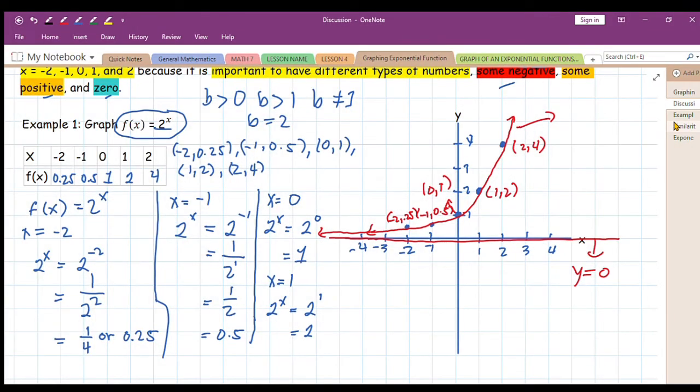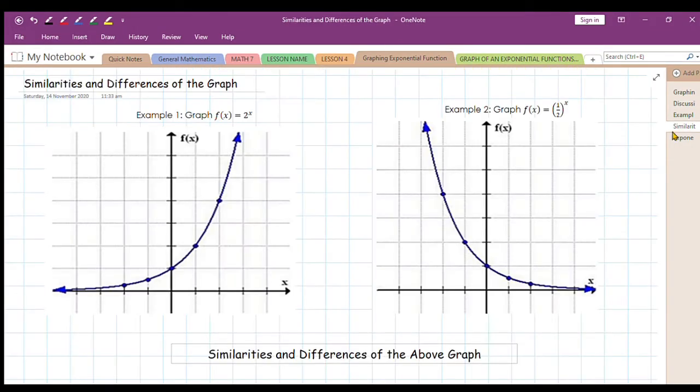Now let's move on to the similarities and differences of the graphs we plotted previously. In our example 1, this is our graph. And also for example 2, this was our graph. So what could be the differences and similarities of these two graphs?